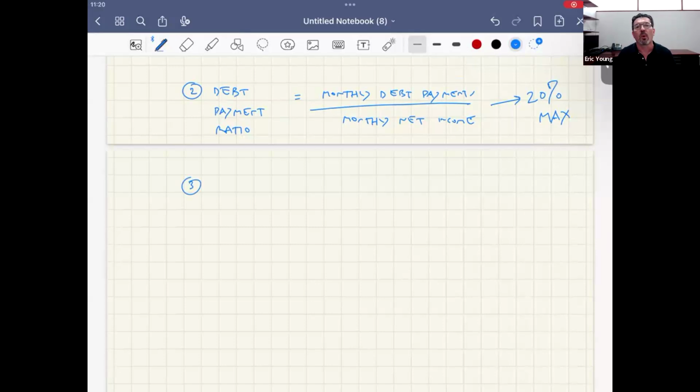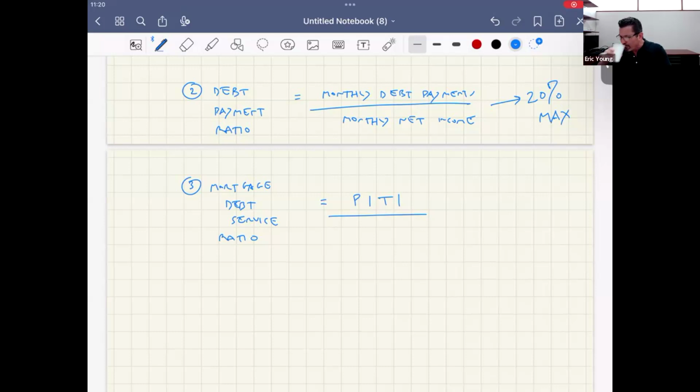And then the final one, when you buy a home, is known as your mortgage debt service ratio. Your mortgage debt service ratio is basically how much of your budget your housing takes up. So this is going to be equal to PITI, excuse me, sorry about that. PITI divided by your gross monthly income.